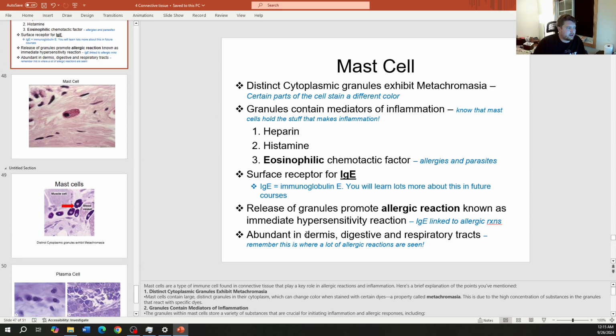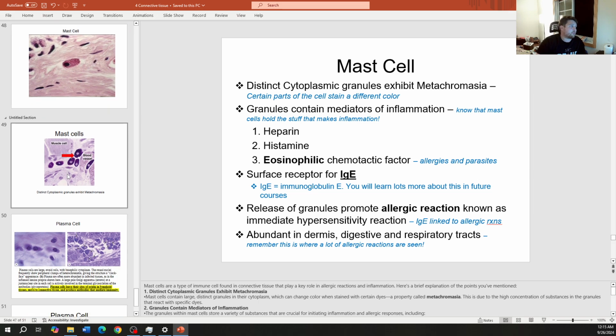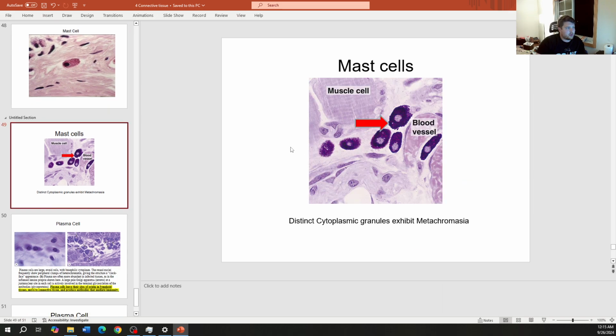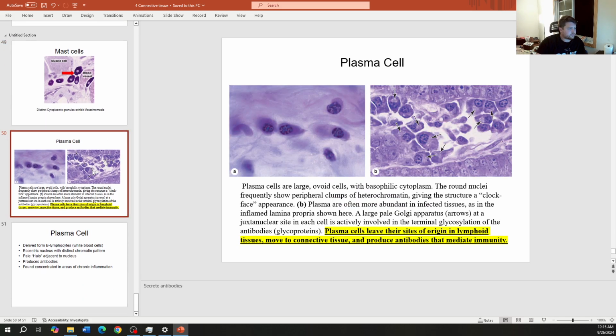And where they're located: the skin, the digestive tract, the respiratory tracts. If you think about that, when you have some kind of allergic reaction, what do you usually get? You usually get stomach issues, either diarrhea or vomiting. You have trouble breathing, and you also have hives on the skin. So those are our allergic type reactions. More of those mast cells.